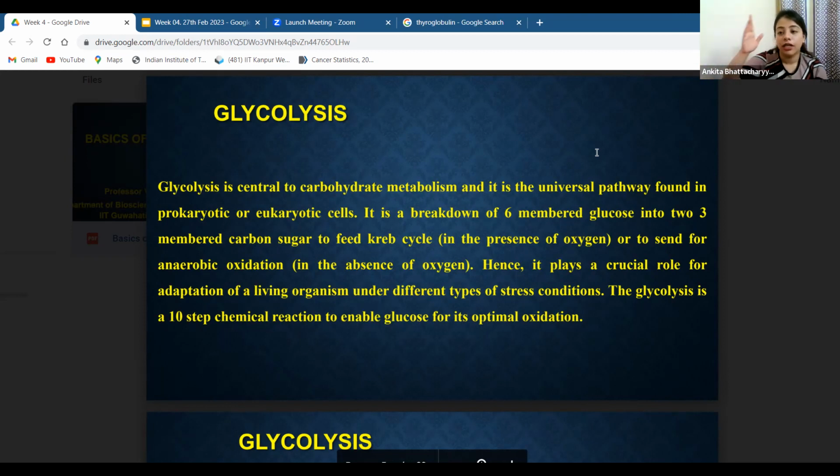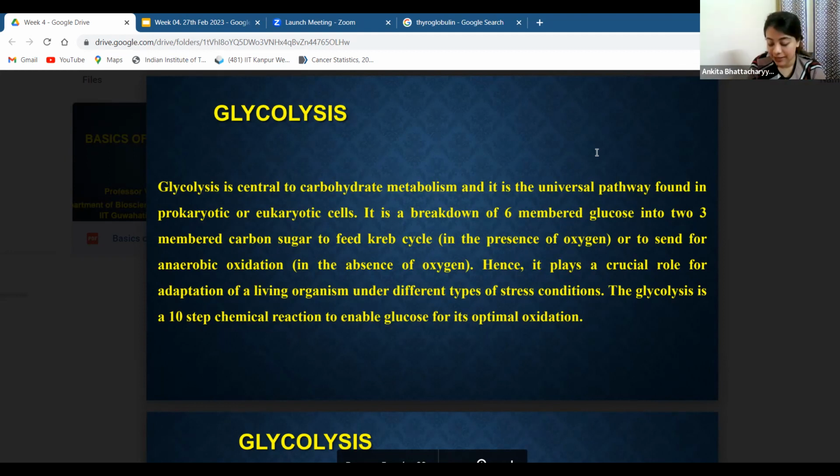You have a 6-membered sugar, and that is broken down into 2 3-membered sugar molecules that can then go forward for producing energy. Now, after this three carbon sugar is produced, which is pyruvate in this case, it can proceed towards either direction based on the oxygen availability within the cell. If there is sufficient oxygen, it will proceed towards the Krebs cycle, or if it is in a more anaerobic condition, it would proceed towards anaerobic oxidation. Therefore, it's very important for a cell to have an operational and functional glycolysis to cope with different types of stressful situations, particularly with respect to oxygen.